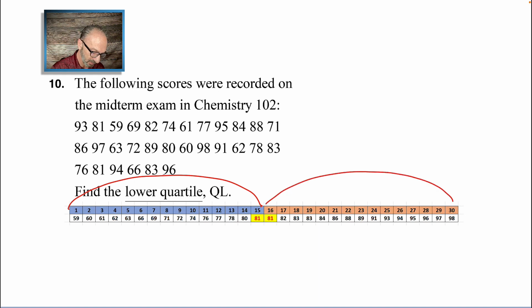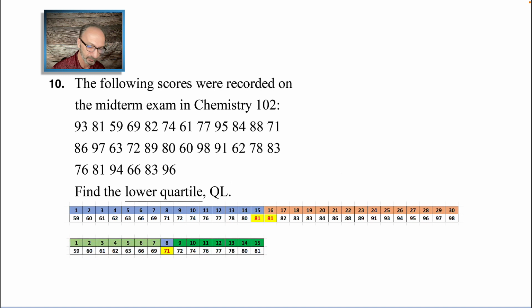The middle 2 numbers will be 81, 81. For some reason they came up to be the same. To take their average is going to end up the same. So the median is 81. Now, we need to look right here to the middle number and find the lower quartile.